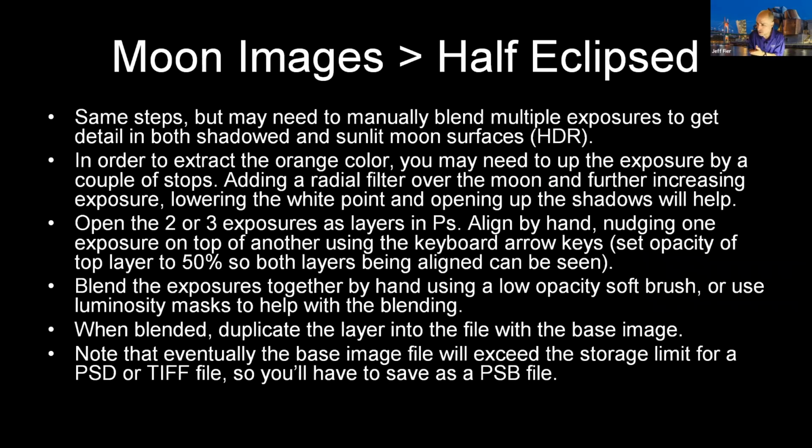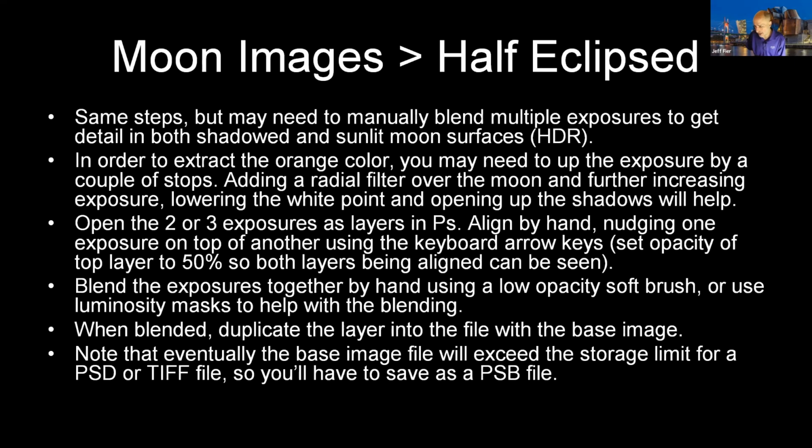For moons that were more eclipsed, there's a little more work involved. These are the moons where, for most of them, you can get a good orange color coming out. But I found that you needed to up the exposure a lot to extract the orange color. In fact, you had to up the exposure by about 2 stops to get it. And I went beyond that and put a radial filter over the moon and upped the exposure yet another stop that way. And that gave me the nice orange color for the moon.